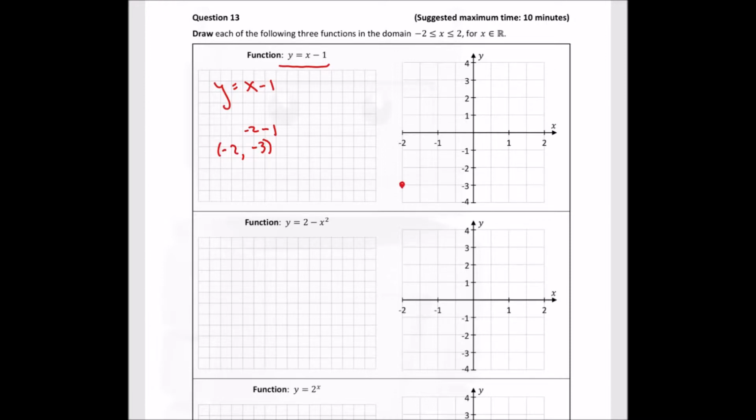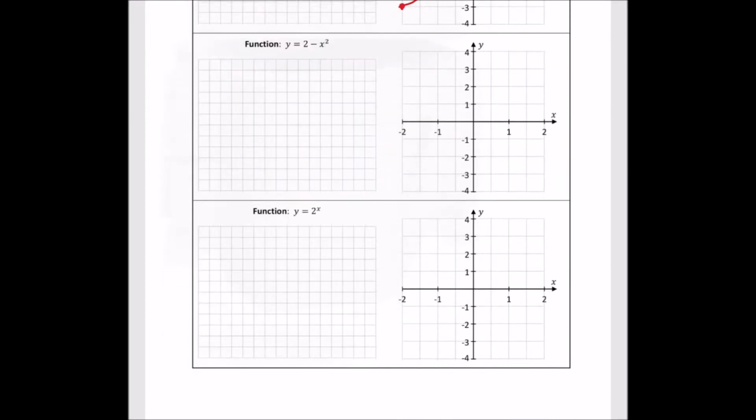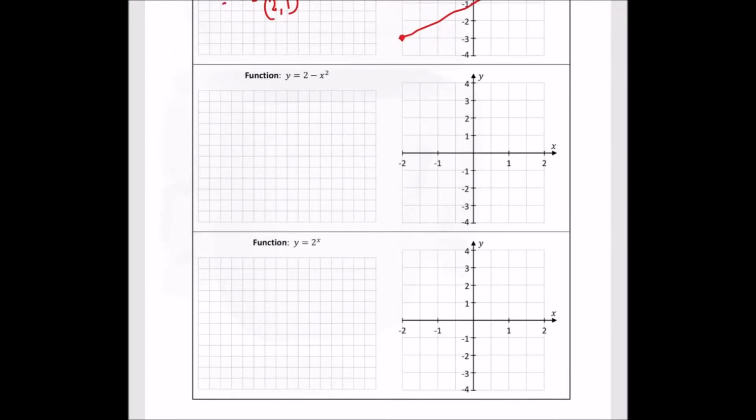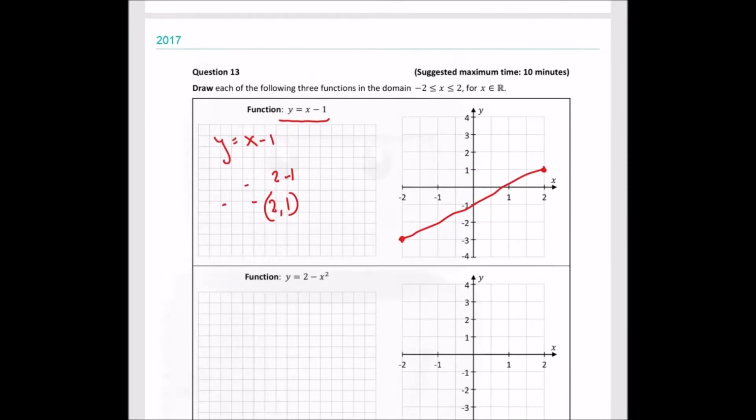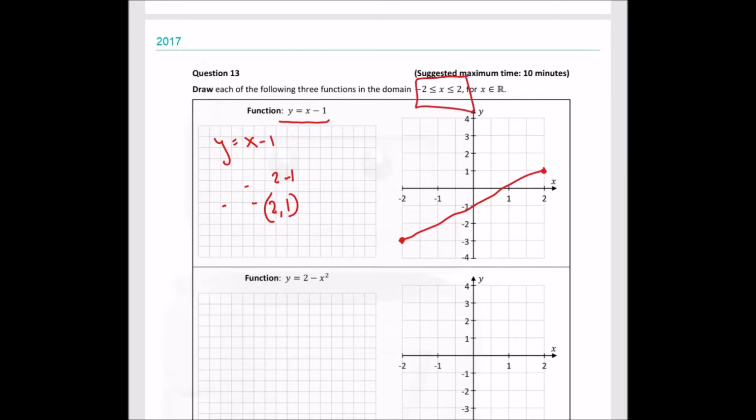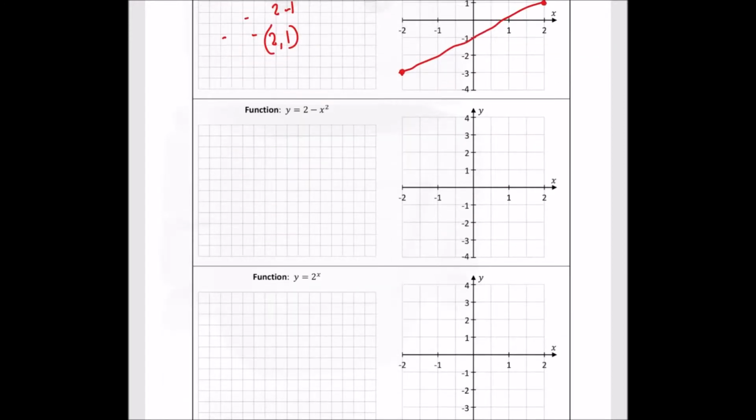Here we go. And the next one, I'll put in 2. So 2 minus 1 is 1. So when I put in 2, I got 1. Here we go. So there's our function. Second one. Now I am going to have to plot all the points. And remember, the domain goes from minus 2 to 2. Okay. So we'll do the minus 2 first.